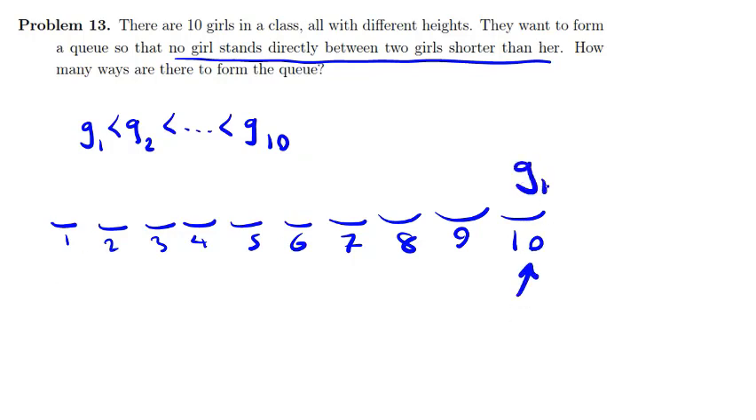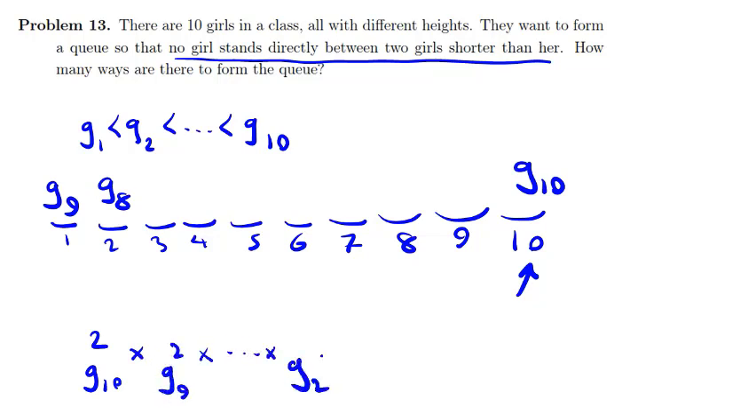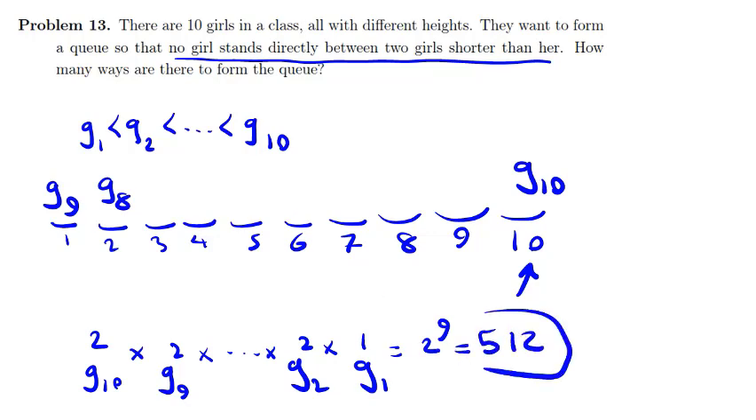For example, it is here, G10. Then focus on G9. G9 should be in 9th place or this place. So G9, for example, here. Then G8 should be in first or last, G8. So the tallest girl had two cases. G9 has two, first or last. G2 also has two places, first or last. G1 only has one place left, so 1. So it will be 2 to the power of 9, which is 512.